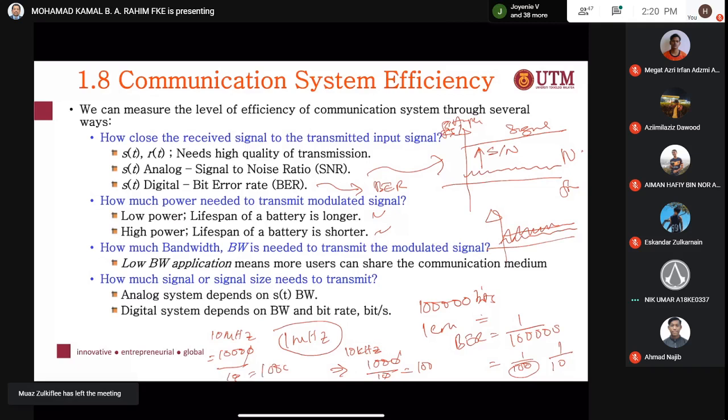How much signal size needs to be transmitted also depends on the bandwidth. This just depends on bit rate. Of course, we will learn later on in terms of bit rate for the digital signal. Okay, so that's what you can see now. Your data rate, for example, let's say 2 megabit per second, means you need to have 2 megahertz of bandwidth occupied here.